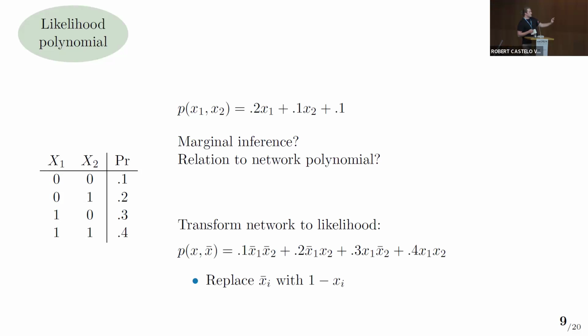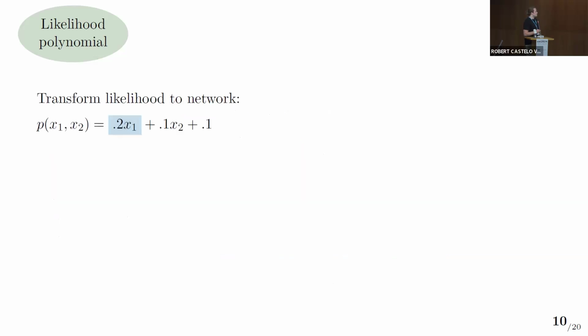Okay, and then one direction is easy to see. If you have a circuit computing a network polynomial, you can get to the likelihood semantics by replacing those negative literals with 1 minus xi. And it's not hard to check, by interpolation, that this gives you what you want. Okay, but it's the other direction which is maybe not obvious.